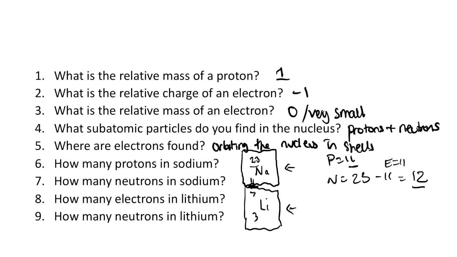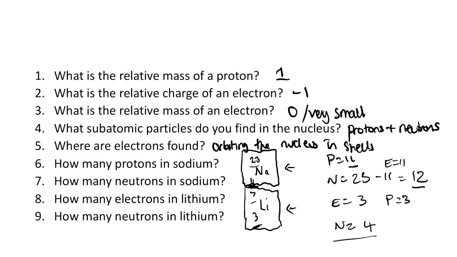Now let's go to lithium. How many electrons in lithium? There are 3, because there's the same amount of protons. So proton would be 3 as well. And then how many neutrons? Well, we do 7 minus 3 to give you 4. So 4 neutrons in lithium. And there are the answers.